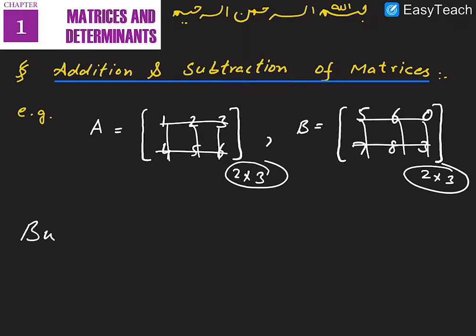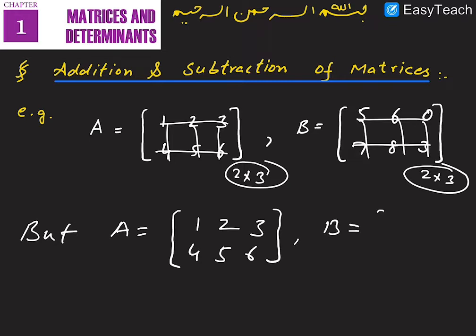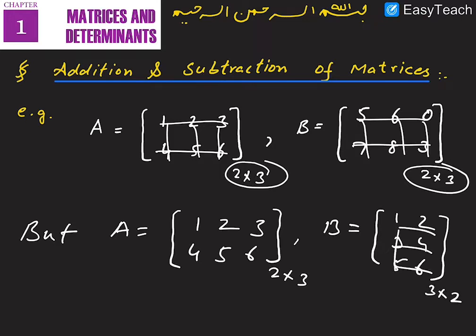But if you see this A, let's take 1 2 3 4 5 6, and if B is having elements 1 2 3 4 5 6 like this, what is the order of A? Order of A is 2 into 3, whereas the order of B is 3 into 2, 3 rows and 2 columns. Since the order of A and B is now not same, addition or subtraction is not possible in this case because order is not same. So we cannot find A plus B or A minus B.